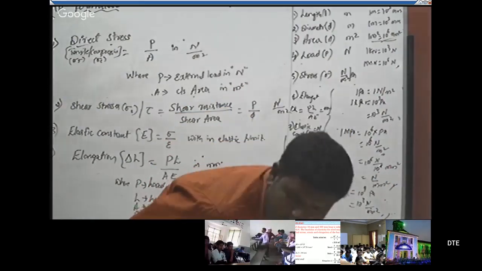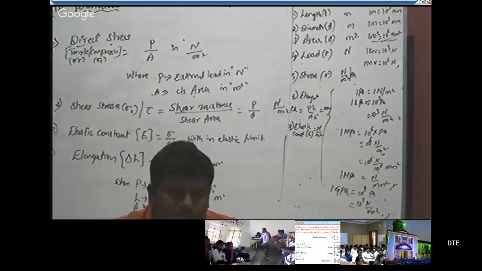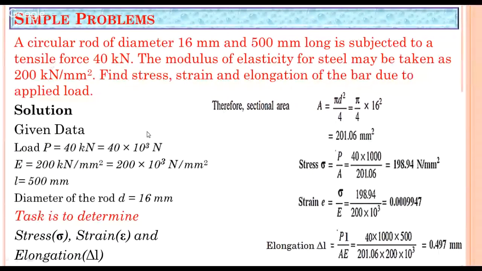So let's take a look at this particular data they have given, in finding the direct stresses. A circular rod of diameter 16 mm and 500 mm long is subjected to a tensile force of 40 kilonewton. The modulus of elasticity for steel may be taken as 200 kilonewton per millimeter square. So find the stress, strain and elongation of the bar due to applied loads.